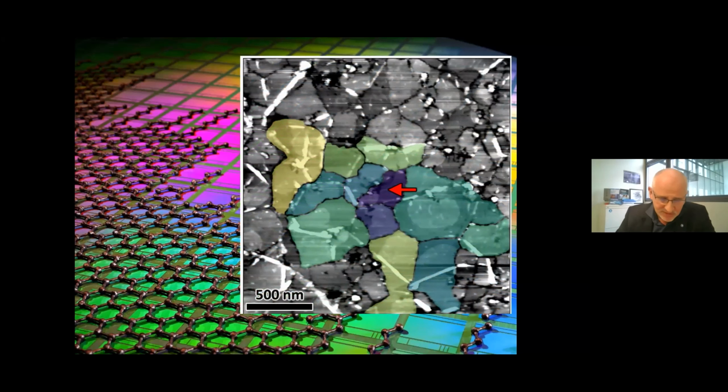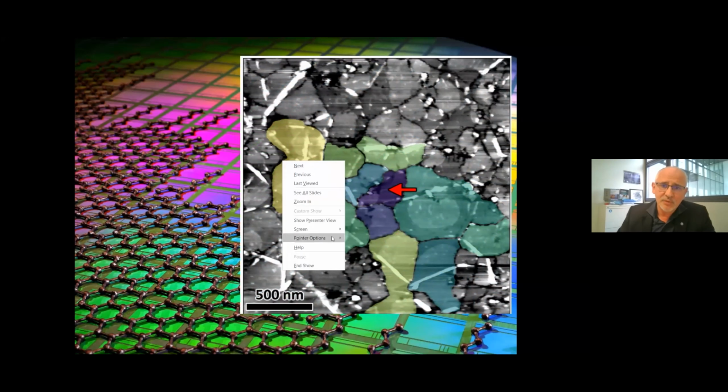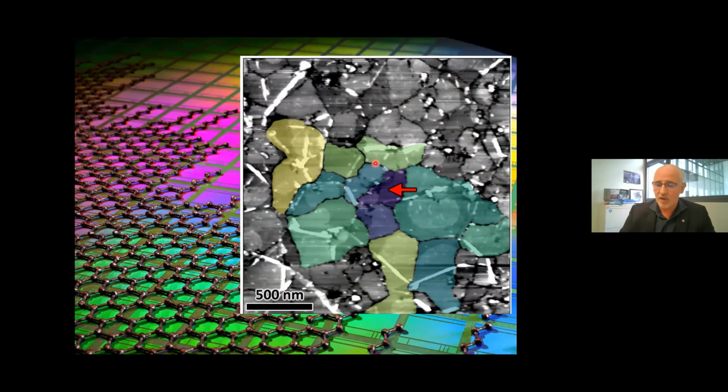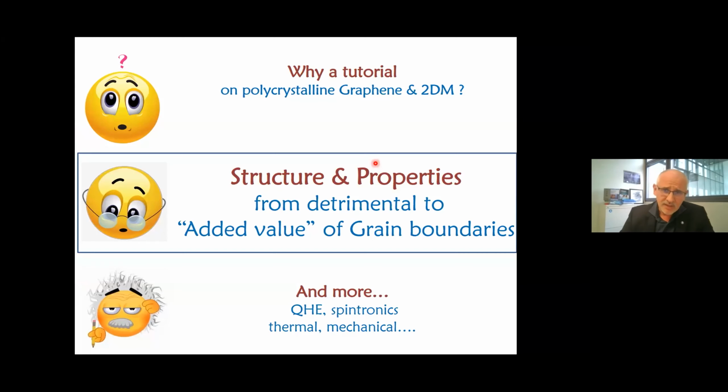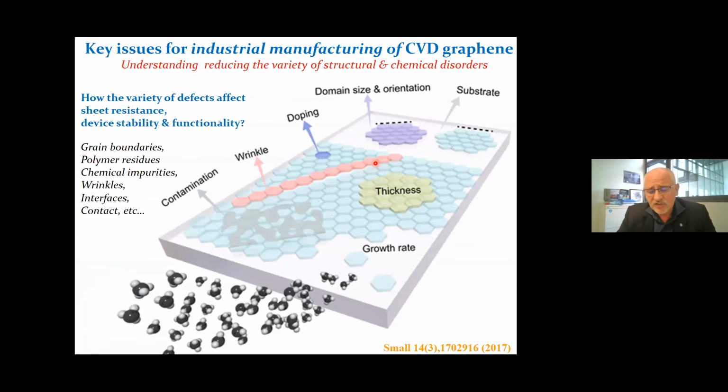We are facing a material which is polycrystalline. You have grains with different orientation, and you have a lot of these grain boundaries which separate different grains, which are a source of worries. So let's enter now into the core of the presentation. These grain boundaries are part of the problem that might impede good electronic transport, for instance.